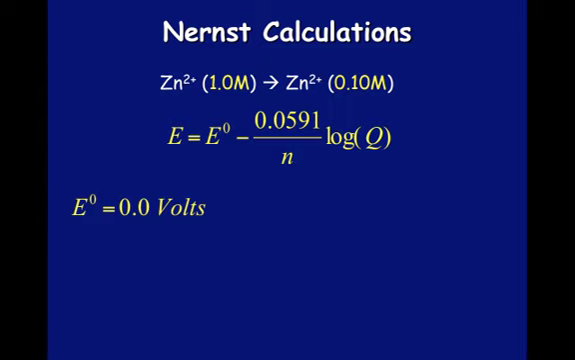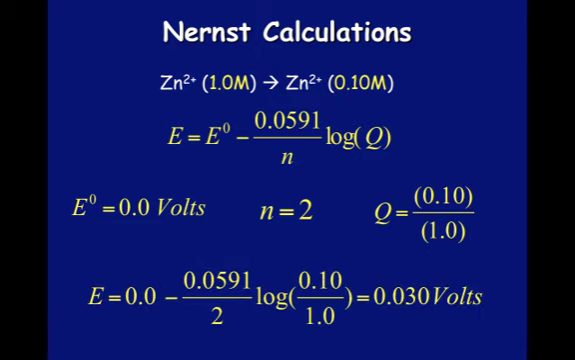Continuing on, we know E naught is now 0 because it's the exact same reaction, except oxidation and reduction of the same thing. We know there's 2 electrons in the transfer. Q, our reaction quotient, still plays a role because we're not at equilibrium. We're solving for Q to figure out which way we're going. Plug everything in, and you get your answer. So the cell potential during the process of this reaction is going to be 0.030 volts.